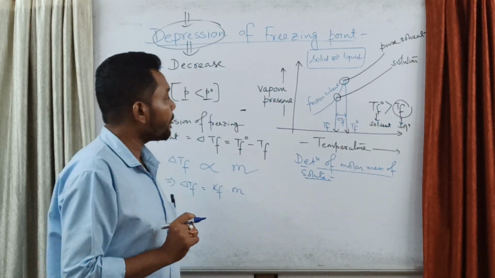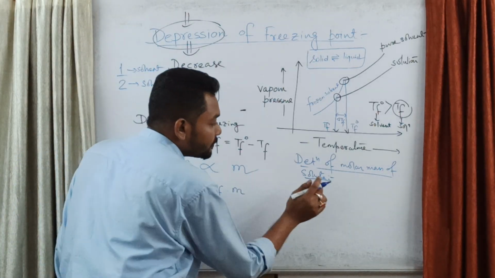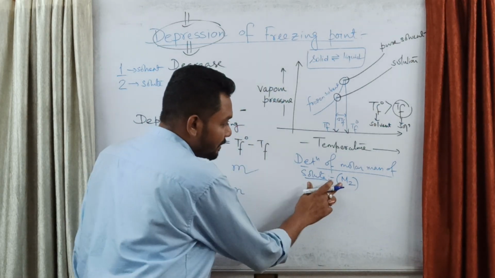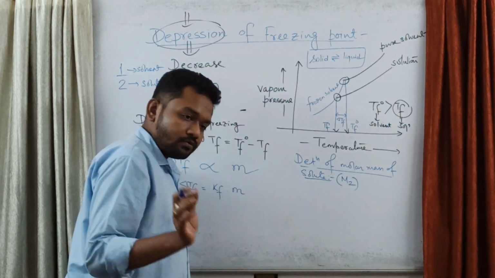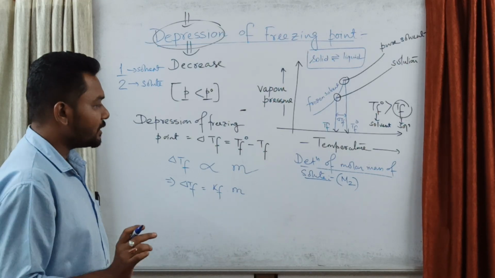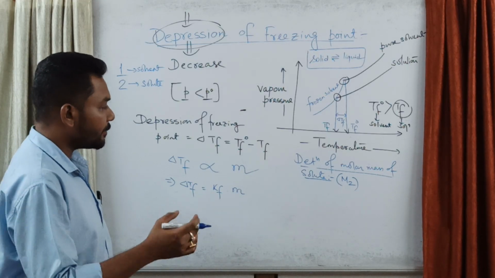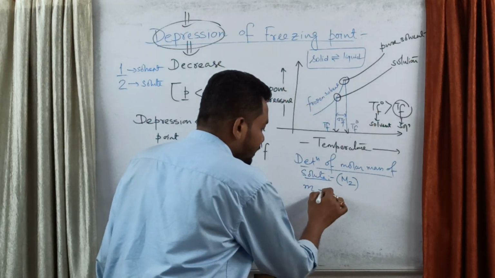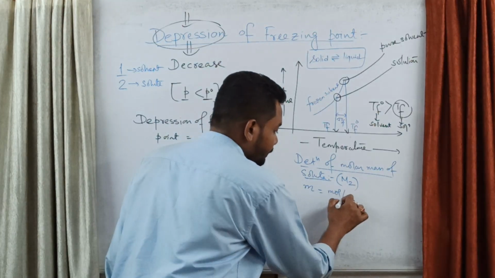Keep this in mind. So molar mass of solute means we are thinking about M2, because M is the molar mass and solute means 2, so M2. Now according to the definition of molality, you all know that previously I have shown you how to determine the molality. Molality unit is mole per kg, you all know that.